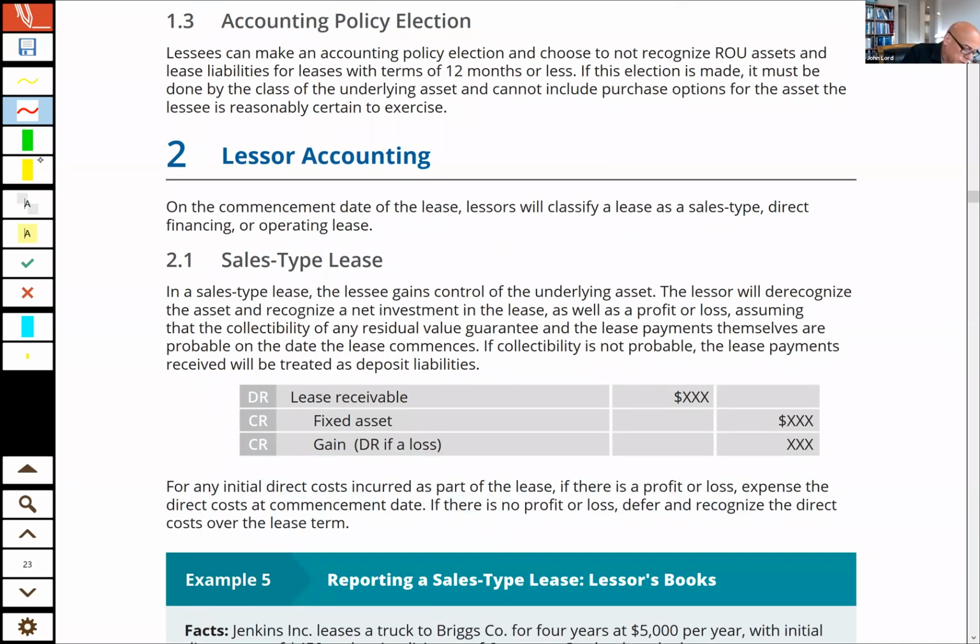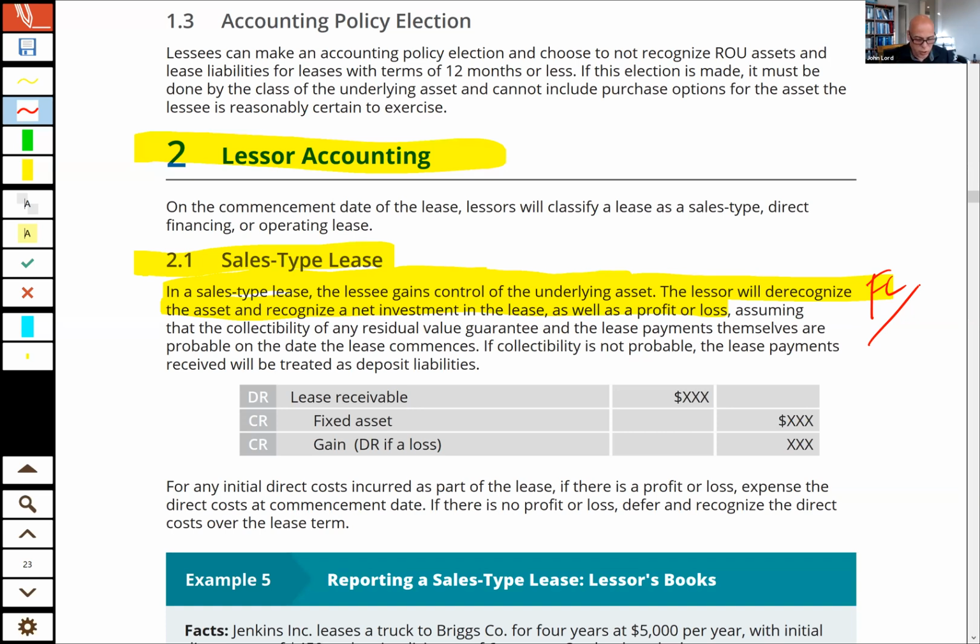Okay, all right, good. So let's take a look at the lessor accounting now. For the lessor, first we'll look at a sales type lease. Then we're going to look at the financing lease, and then we're going to go back and look at what happens if it's a sales leaseback. So let's take a look. In a sales type lease, the lessee gains control of the underlying asset. The lessor will de-recognize the asset and recognize a net investment in the lease as well as profit or loss. You can go ahead and flashcard that if you want to, because it can help you to remember how to handle a sales type lease.